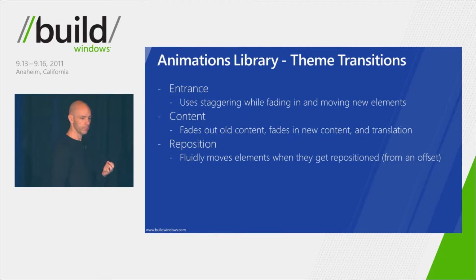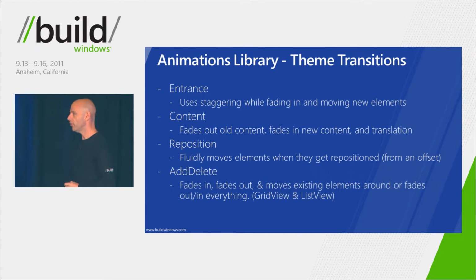A reposition. You'll see that in the case where I moved one item, one photo from one place to another in the Memories app. That was using a reposition theme transition. It said, oh, my control knows that it's doing some kind of repositioning. I'm going to use this transition to move from point A to point B. And it fluidly moves that element around from some kind of an offset.